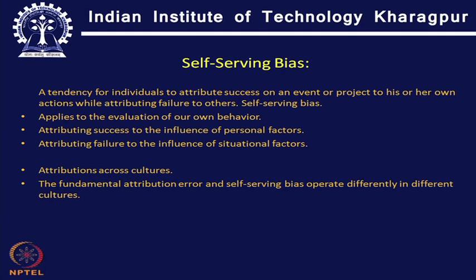personal characteristics. But the opposite happens when we are talking of a self-serving bias. So, when we are deciding about our own self, what we try to do is attribute success to our own self and attribute failures to situational factors.